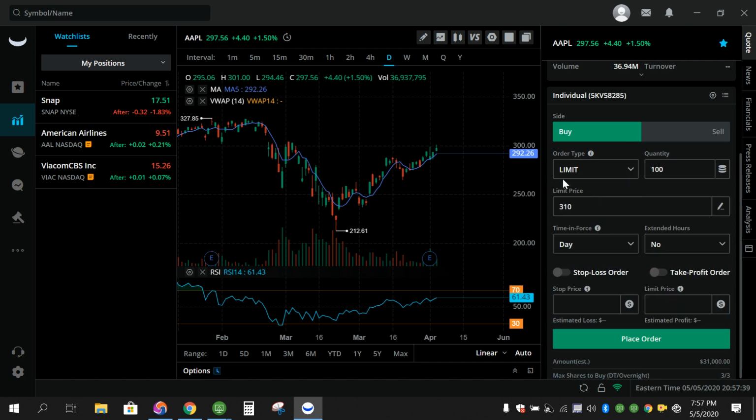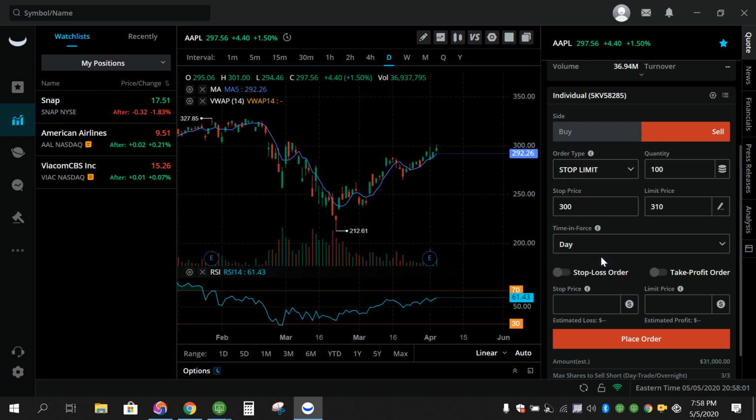Your limit order on the buy side is when you want to buy a stock at a certain price lower than where it currently is at, right? The sell limit is when you want to sell at a price higher than where it's currently at. The buy stop is when you want to buy a stock when it's going up higher than where it's currently at, and the sell stop is when you want to sell it lower than where it's currently at.